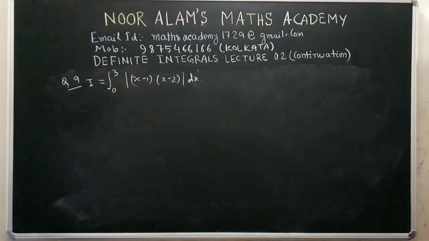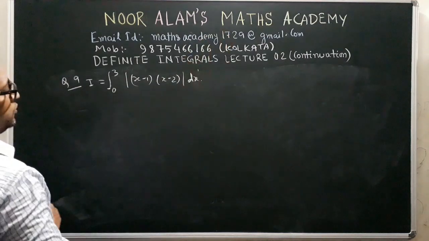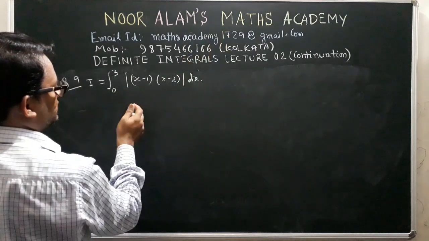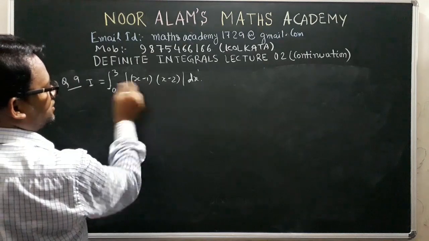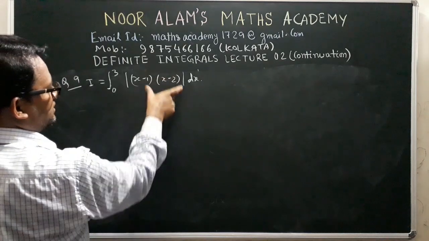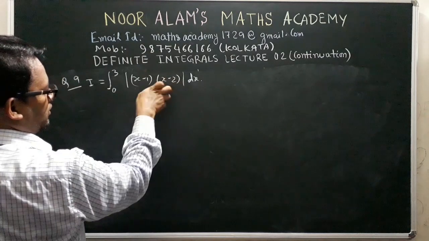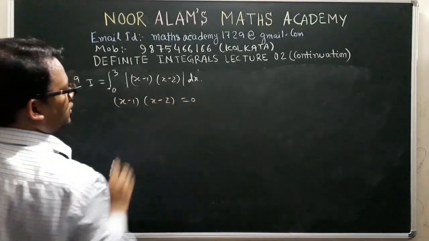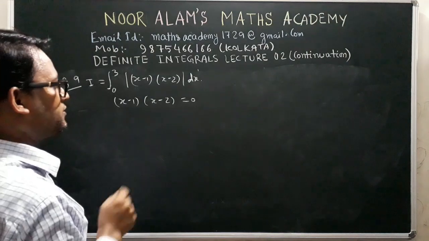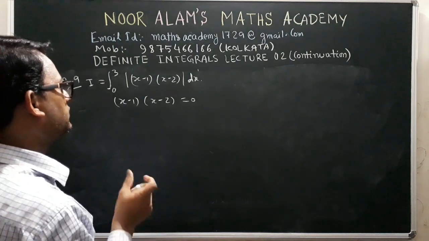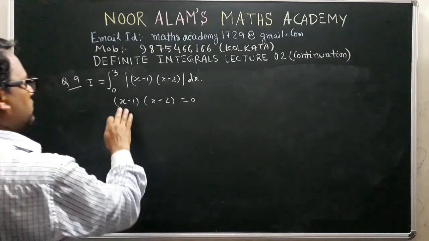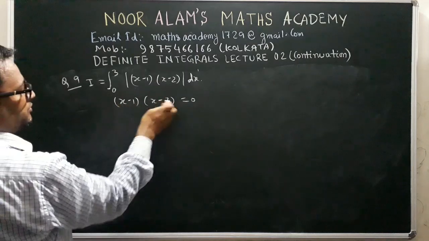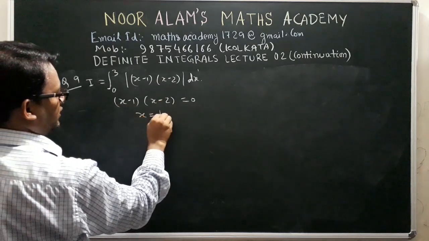So now first of all we want to know what the critical points are. Critical points are where these terms are 0. Since this is in the whole mod, you can write x minus 1; for the critical point this term should be 0. So what is a critical point? If you have mod x, where the mod x will be 0, these points are called the critical points. So now we make each term equal to 0, so we get the values of x as 1 and 2.